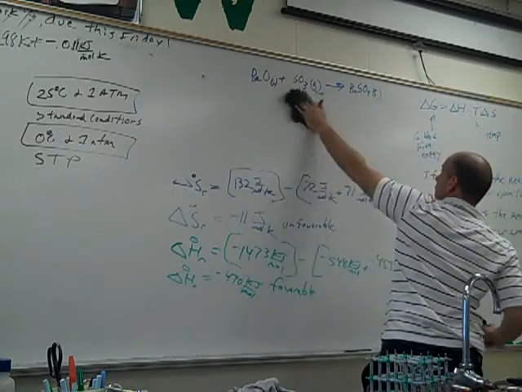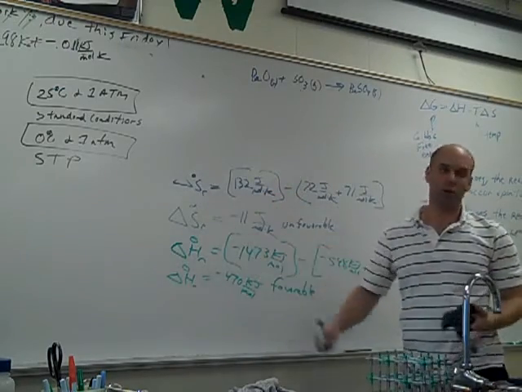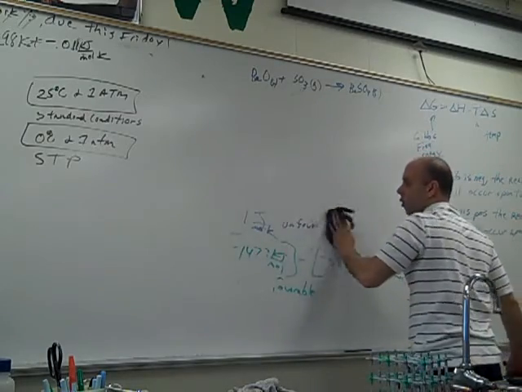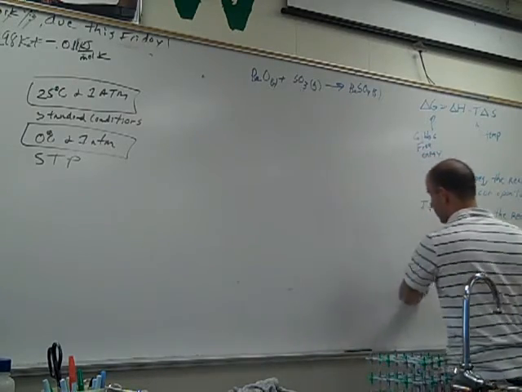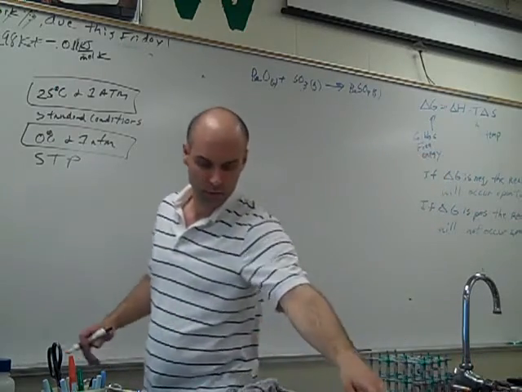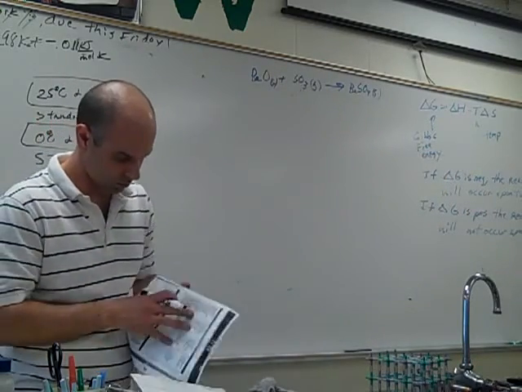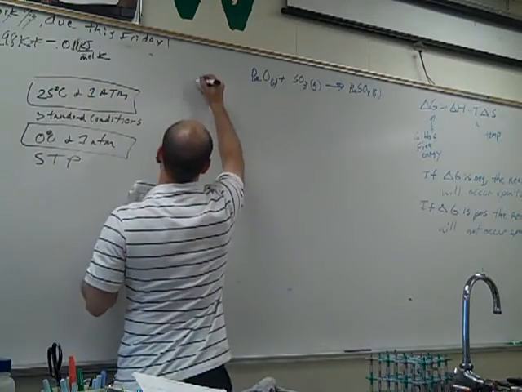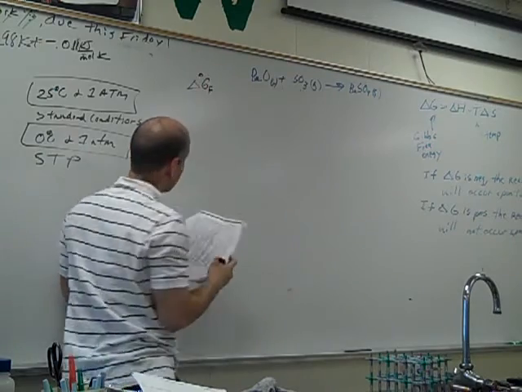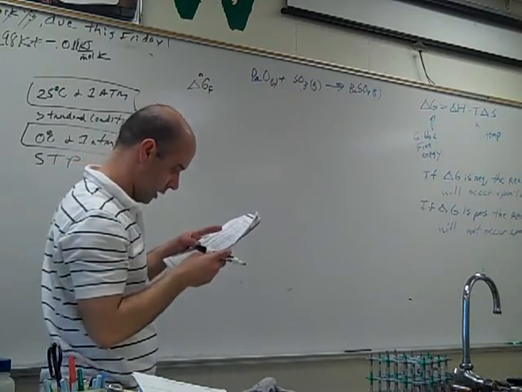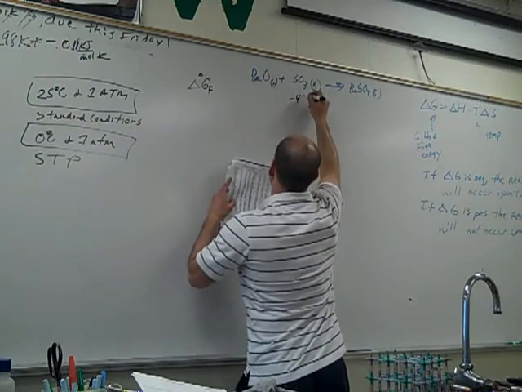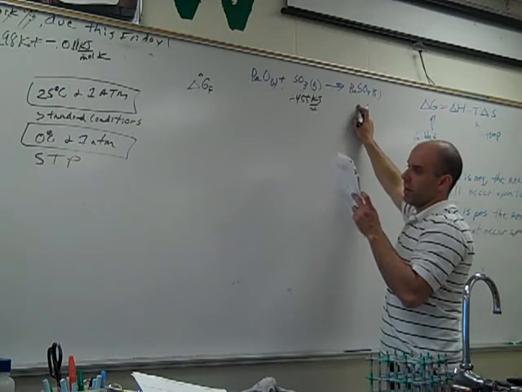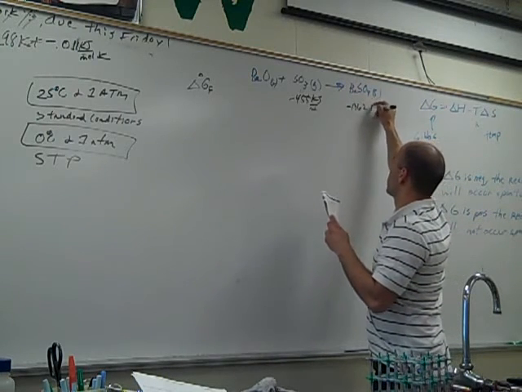Now you can calculate delta G just like you did with delta S and delta H. If you go to Appendix N, you will see a whole bunch of delta G values. Delta G for sulfite is negative 455 kilojoules per mole. The delta G for barium sulfate is negative 1362 kilojoules per mole.